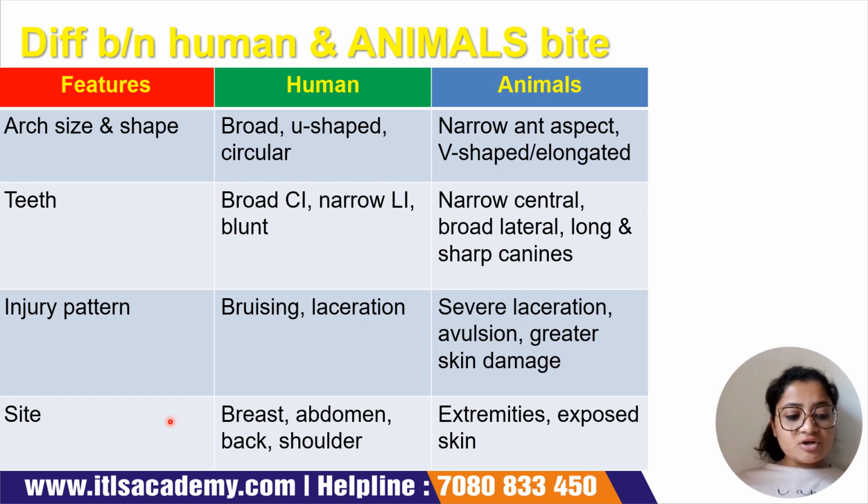And next, last but not the least, site. Site of humans can be breast, abdomen, back, shoulder, and animals will be extremities or exposed skin because they are not accessible to all the parts of the body because there is height difference. They are having four limbs, we are having two limbs. So the animals will not be accessible to each and every body part of the humans. So they will target the extremities like the legs, the head, the butt region, or exposed parts, exposed skin.